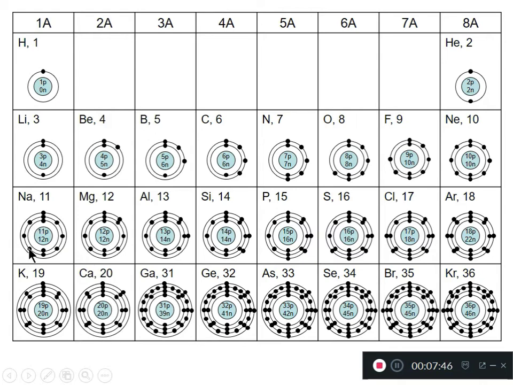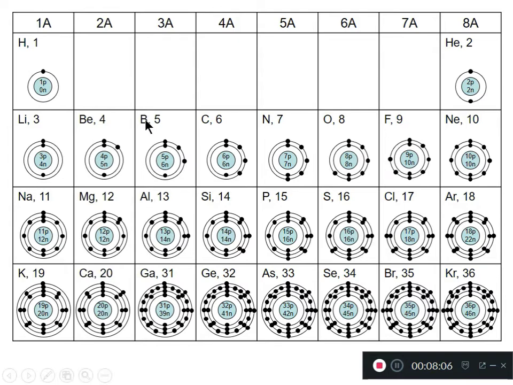So it only has 8 in this third level. So it has 8 here, and all of a sudden it jumps to 18. But of course, we've also jumped from 20 to 31 because this is only showing those representative elements. Remember, we're not showing the B group elements. So there does seem to be a pattern.